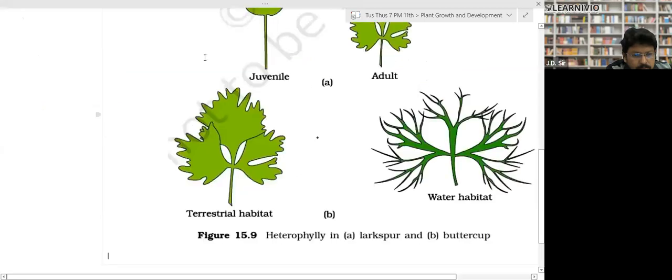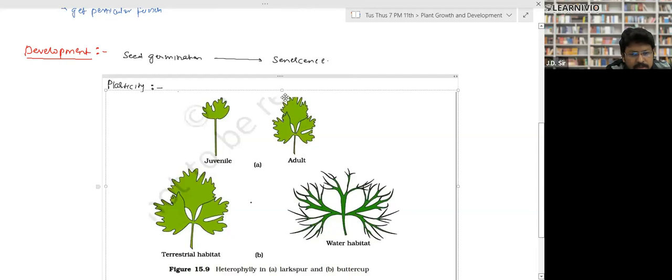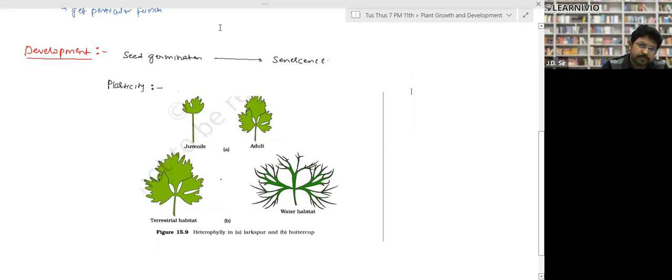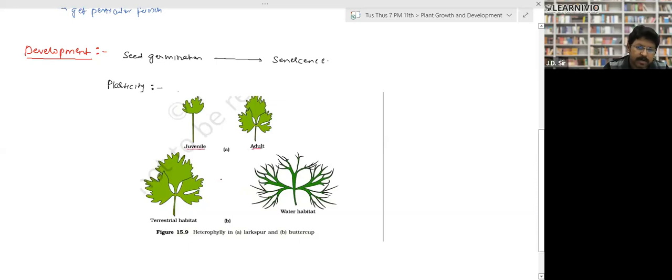So this is heterophily, different types of leaves. This is the example of coriander. At juvenile stage, the shape of coriander leaves is like this, and in adult coriander the leaf changes. If they are found in terrestrial habitat, on land, they have this kind of shape. If they are present in water habitat, they have this kind of shape. So shape of the leaf changes on the basis of their stages and habitat. Same plant, different kinds of leaf, this is called heterophily, and it is an example of plasticity. So please note it down.